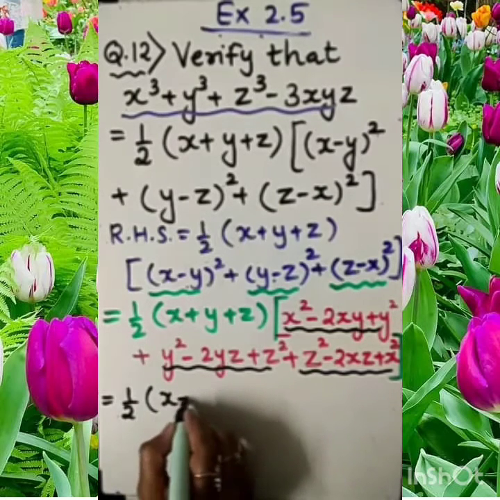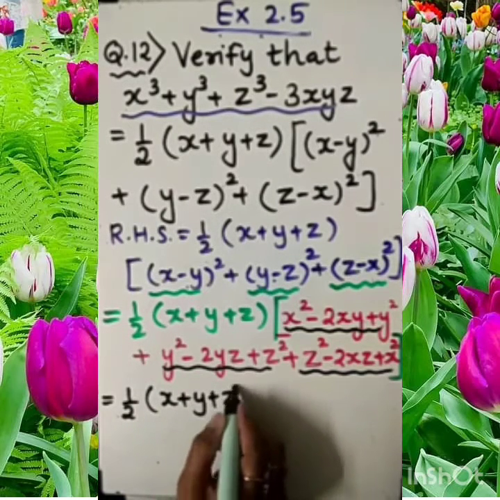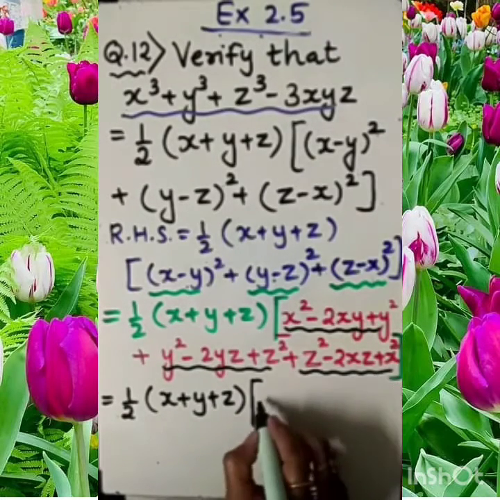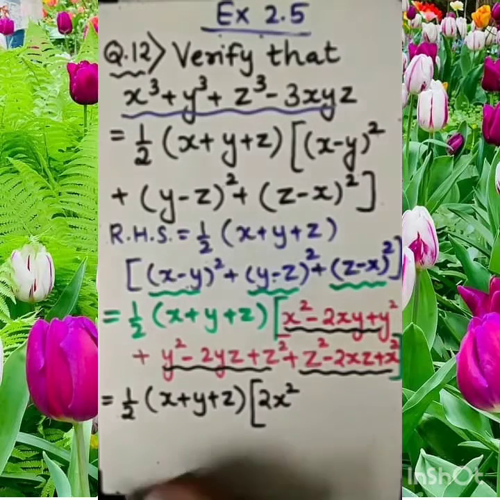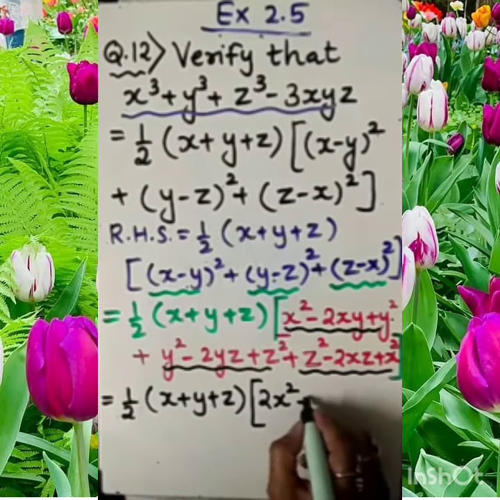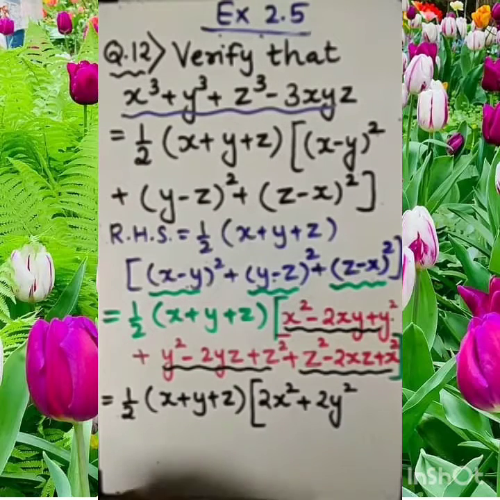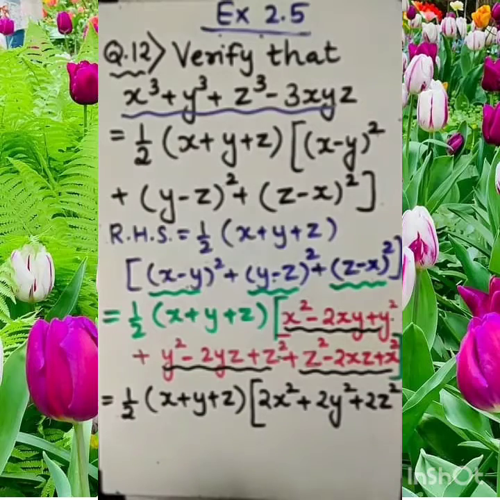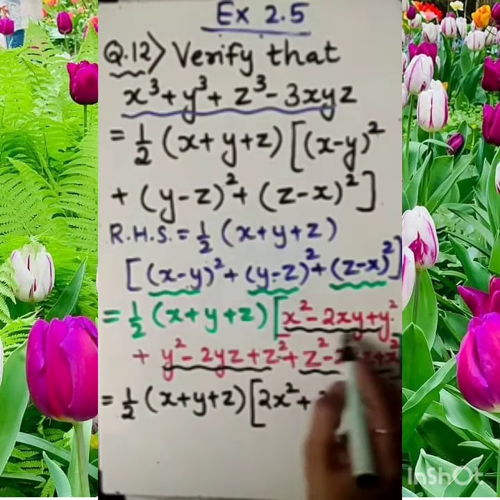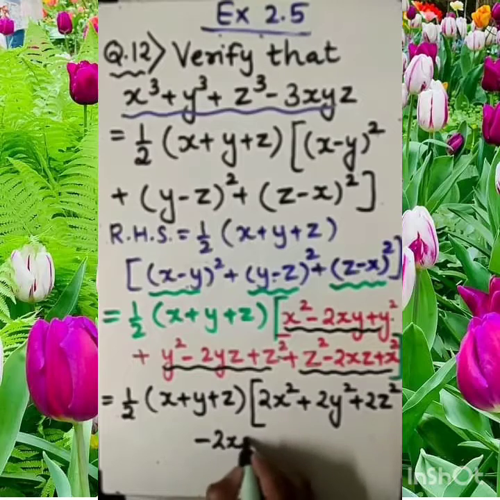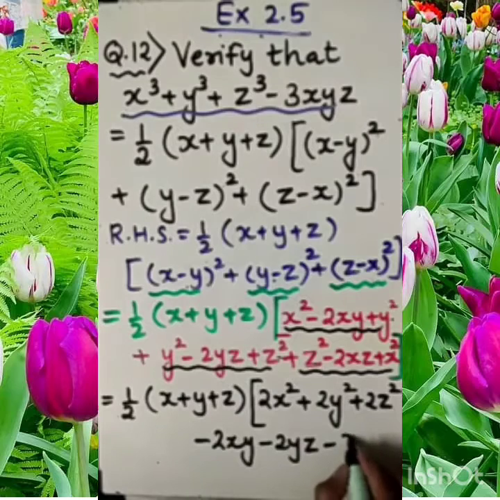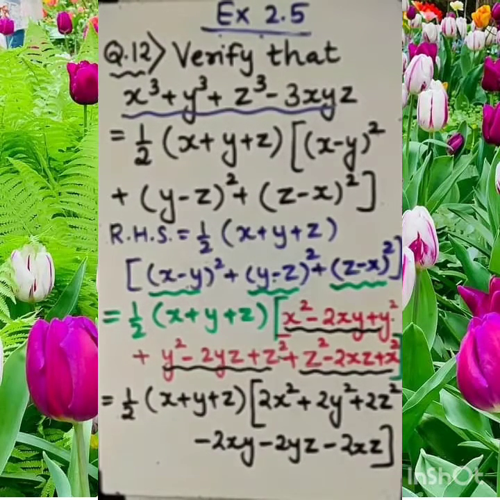One half x plus y plus z is already there. Now in bracket you can see x square plus x square, when I write 2x square, y square plus y square, it will be 2y square. Z square plus z square, that is 2z square. And now remaining three terms are minus 2xy, minus 2yz and this minus 2xz. This is the complete. First, in this step, look at your screen and see.